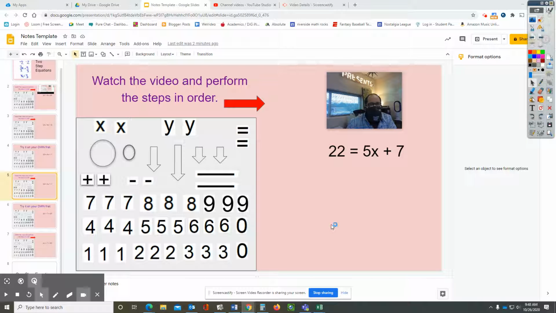Okay, so here's another example. This time, again, we've got the variable on the right-hand side and the answer on the left. So it looks a little bit backwards, but again, it doesn't matter what side you start on as long as you end up with the right answer.